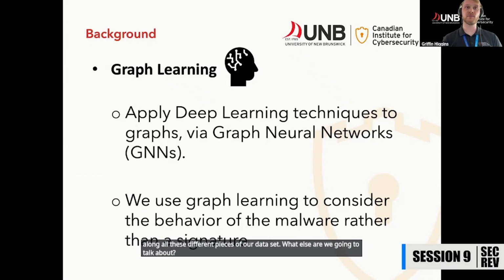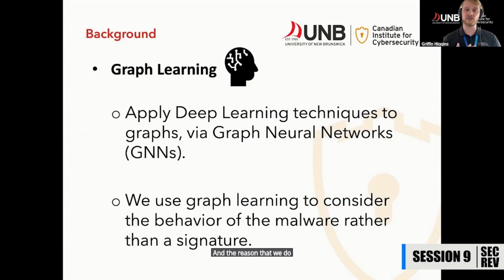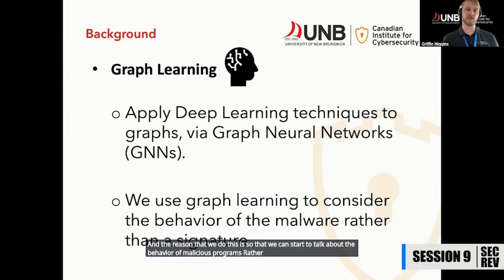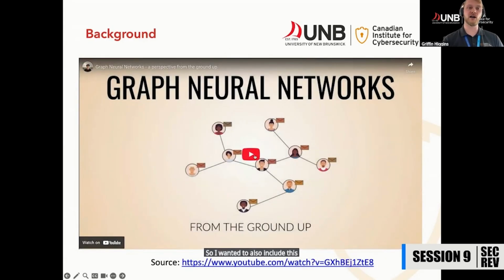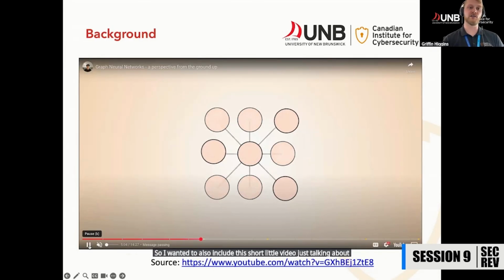One of these things is going to be graph learning. I know some of my colleagues have and are going to be talking about this a little bit more. But in our work, we apply deep learning techniques to graphs via graph neural networks. And the reason that we do this is so that we can start to talk about the behavior of malicious programs rather than just matching signatures. And if anyone wants to ask me a really good question at the end, ask me like what the benefit of doing this would be. So I wanted to also include this short little video just talking about graph learning.